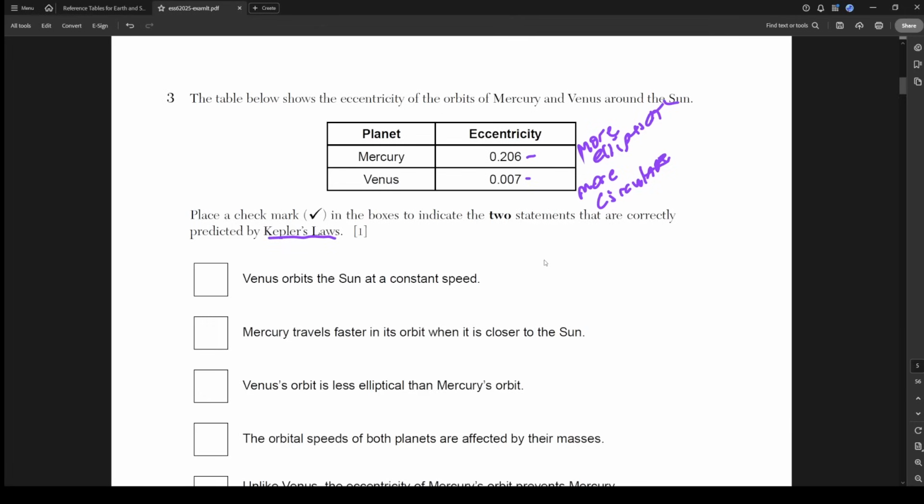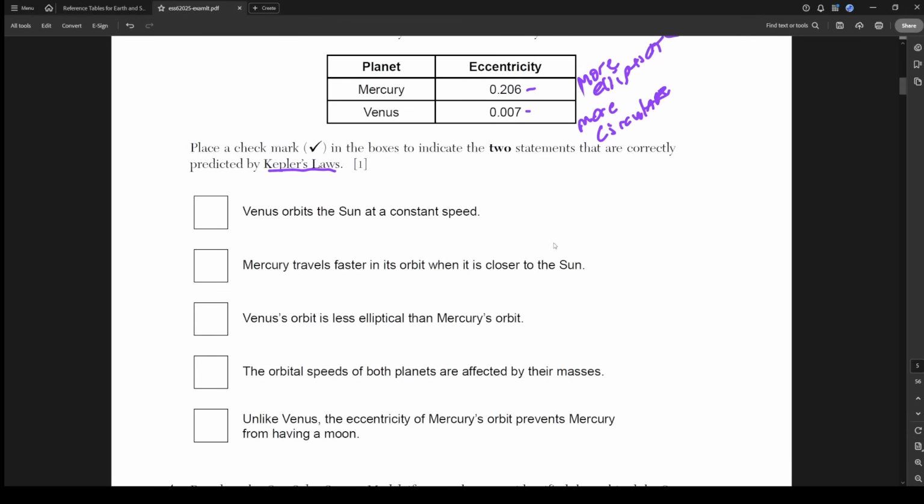Do you have to have those memorized? Probably. I would say you should definitely know Kepler's 3 laws. You don't have to know which one is number 1, 2, or 3, but I would know them.